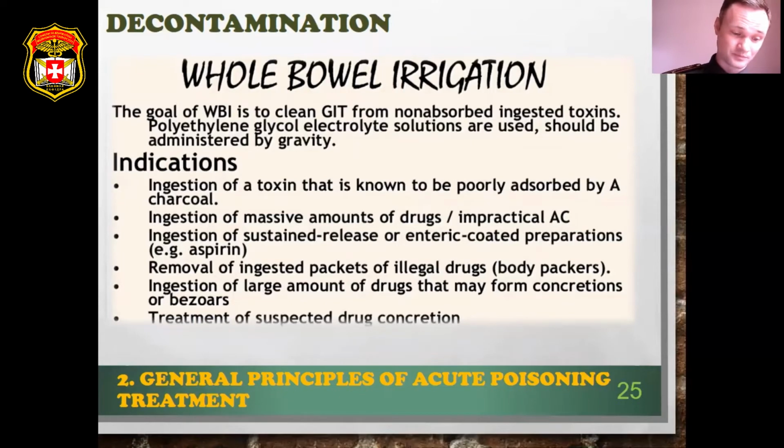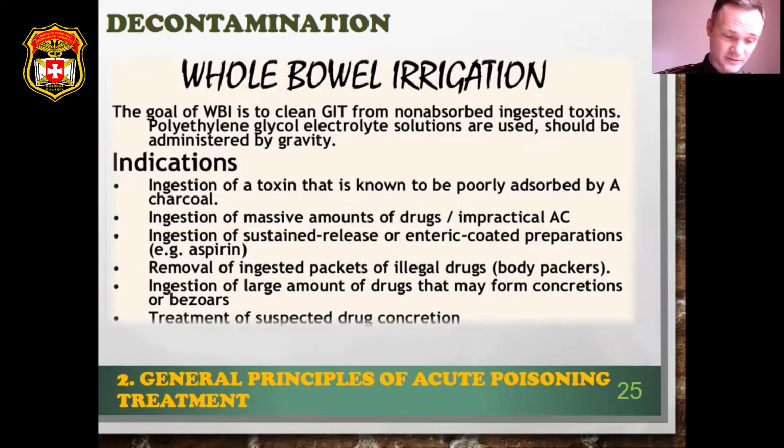The next procedure, the whole bowel irrigation. In certain ingestions, such as extended release preparations, illicit drug packets, or metals, for example, iron and lead, continuous whole bowel irrigation may be indicated. Whole bowel irrigation is performed with a balanced polyethylene glycol solution that does not participate in fluid exchange nor become absorbed into the body.